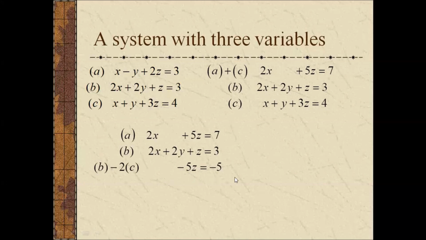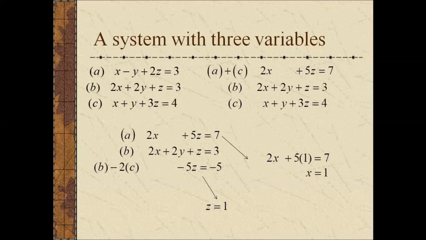By looking at the bottom equation, I can immediately see that z has to equal 1. Once I know that z is equal to 1, I can go to the top equation and substitute 1 for z, giving me the equation 2x plus 5 equals 7. That solves to x also equaling 1.